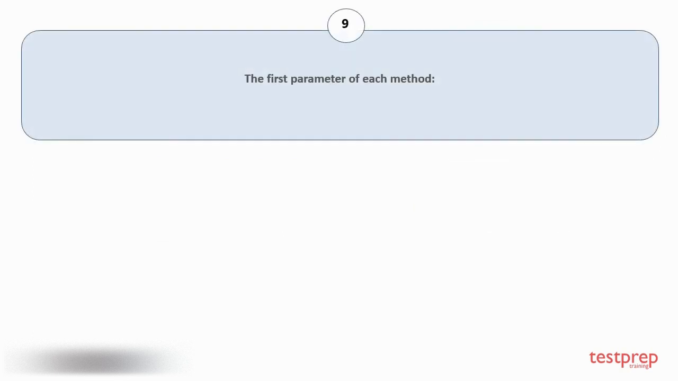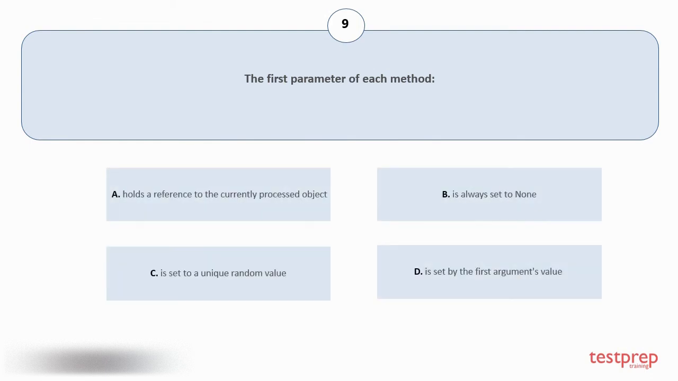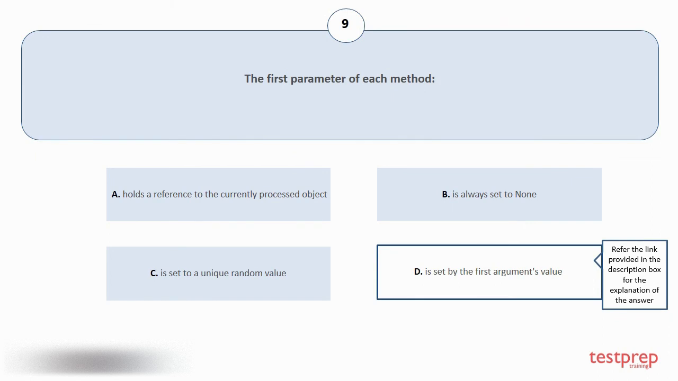Question number 9, the first parameter of each method. Your options are. A. Holds a reference to the currently processed object. B. Is always set to none. C. Is set to a unique random value. D. Is set by the first argument's value. The correct answer is, option D.